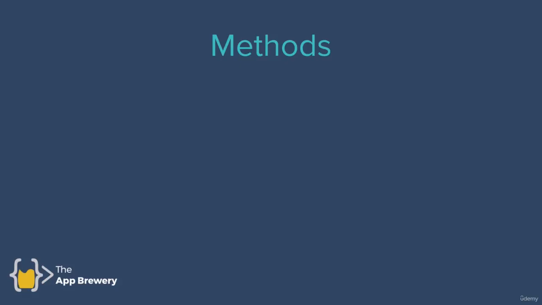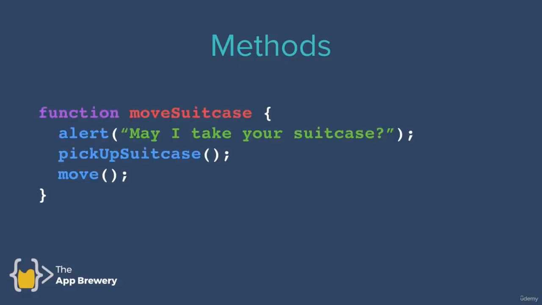Now, what about methods? Let's say that our bellboy is able to do something called move suitcase. I've simplified it here, but effectively, he creates an alert saying, "May I take your suitcase?" And then he picks up the suitcase and moves with the suitcase. Now, this is a function because at the moment it's not attached to an object.